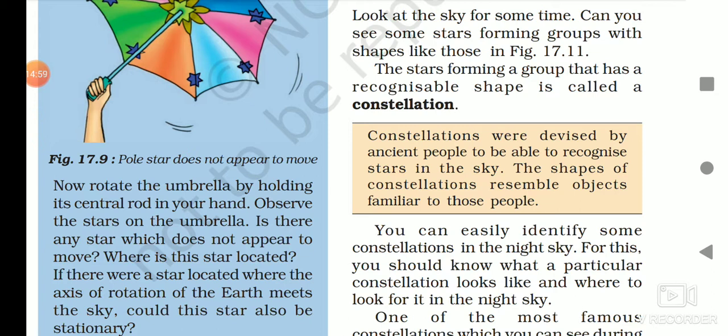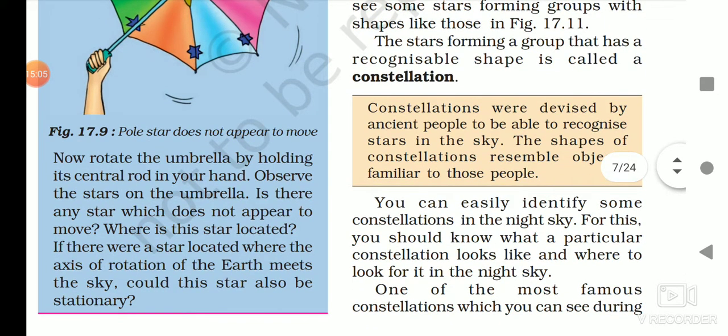Is there any star which does not appear to move? And where is the star located? If there were a star located where the axis of rotation of the Earth meets the sky, could this star also be stationary?